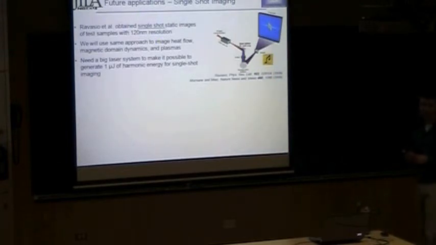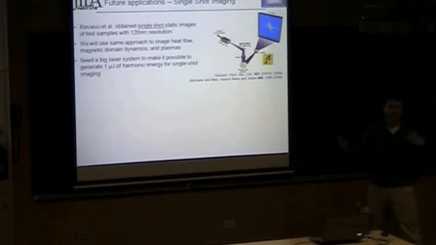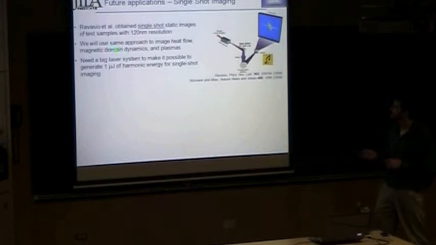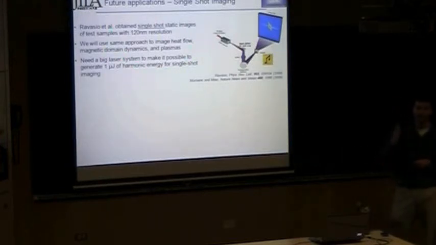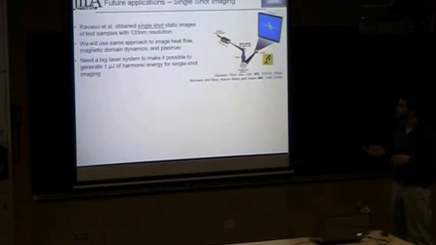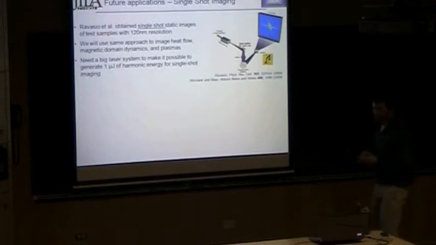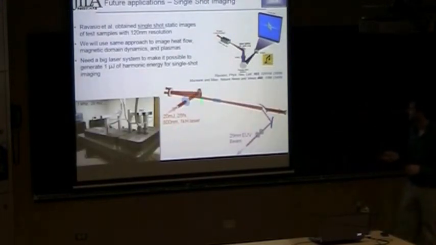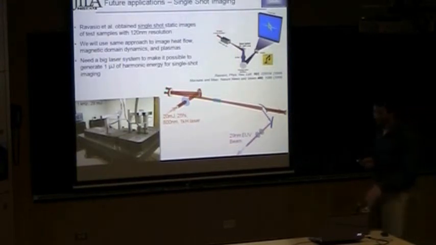And so once we've got this system that has both the high pulse energy and the high repetition rate, it'll be possible to use this for dynamics, where we can take single shot images, pump a sample, and either watch heat flow, watch magnetic domains switch, or plasmas. And here's the setup of the system we're planning to build. It'll be a long focus so that you get very bright harmonics out.